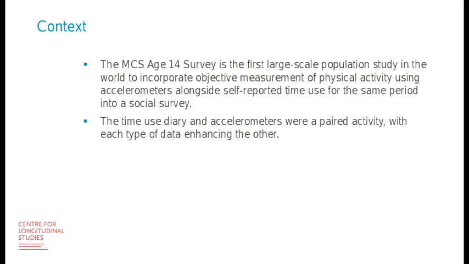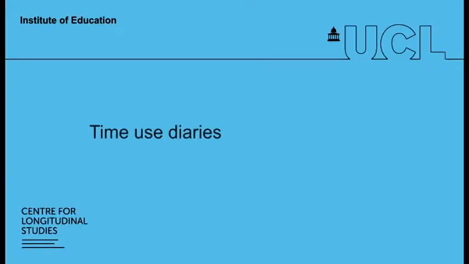The age 14 survey on MCS is the first large-scale population study in the world to incorporate both objective measures of physical activity and sedentary behaviour alongside self-reported time use diary covering the exact same period. So it was a paired activity with each type of data enhancing the other to some extent. And I'll talk a little bit more about that in a while. So first, let me talk about the time use diaries.